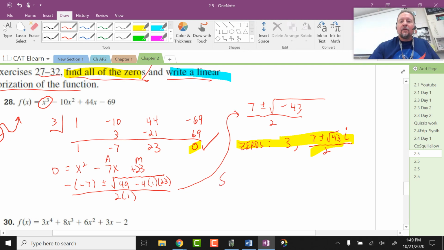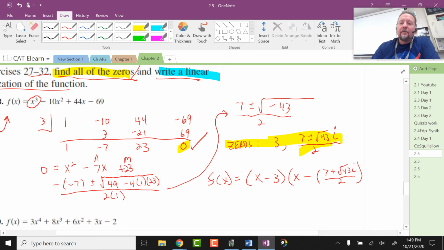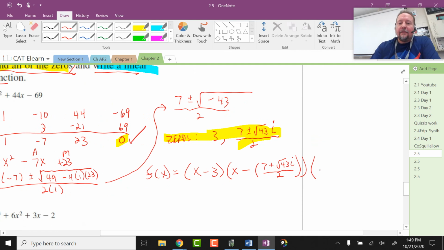Little weird. f of x equals, first one's easy, x minus 3. Ain't no thing. Chicken wings. Next one's a little bit strange. Yes, I have to do x minus 7 plus, I'm going to run off the page, root 43i over 2. This always makes me sad. Parenthesis, off the page, x minus parenthesis 7 minus root 43. You need that second parenthesis. Probably should have brackets at this point.